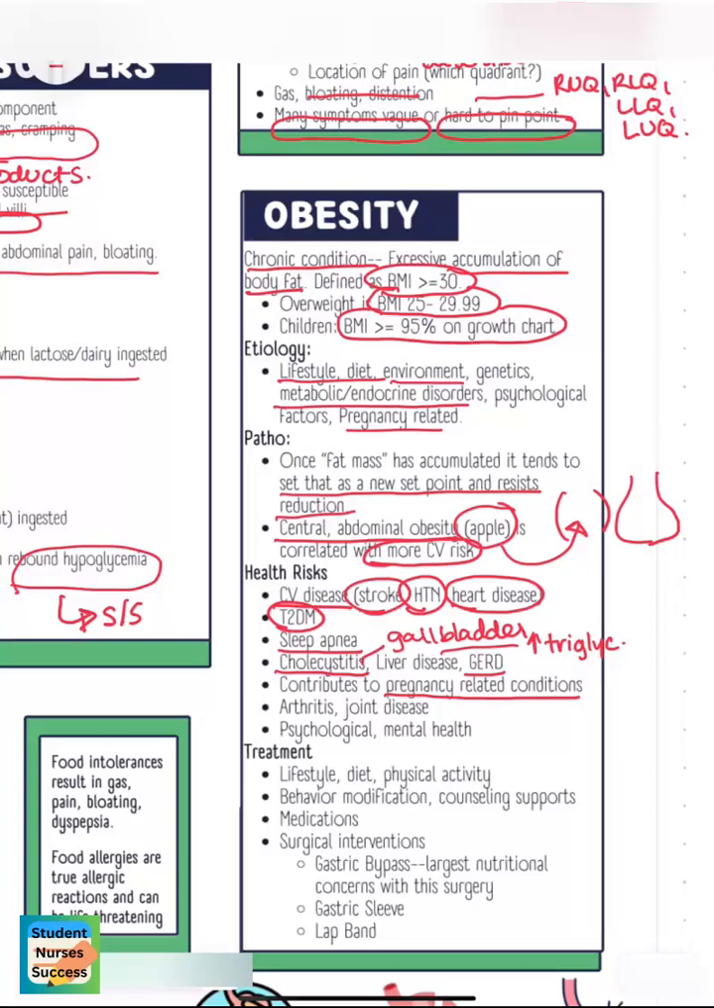It contributes to pregnancy-related conditions. We know it increases arthritis and joint disease. The more weight you have on your frame, the harder it is on your knees and your hips. Psychologically and mental health, it affects those as well.